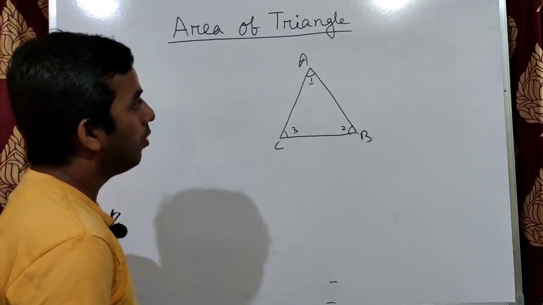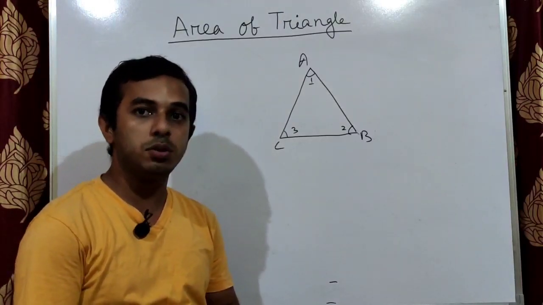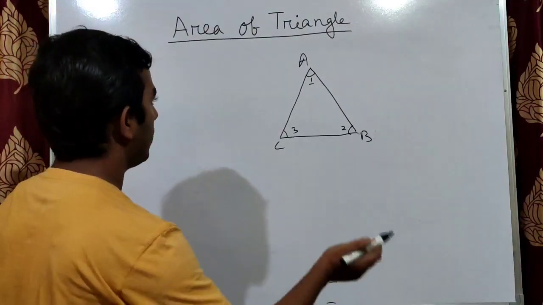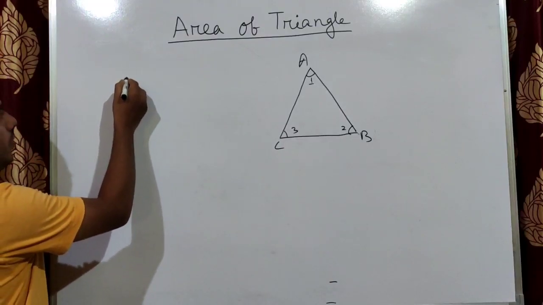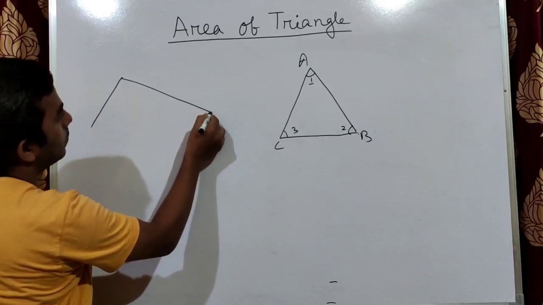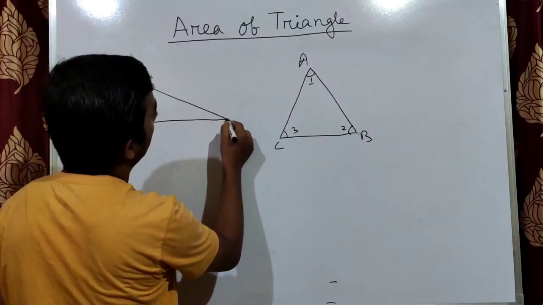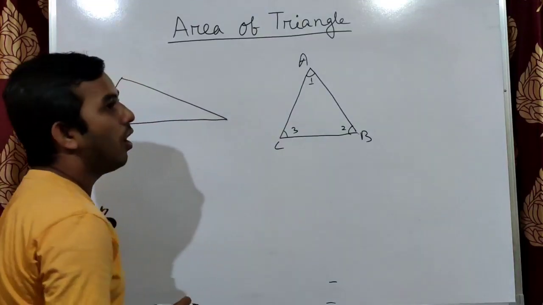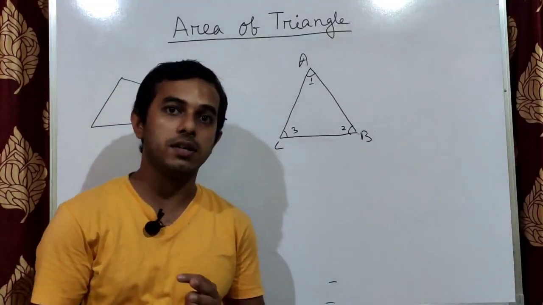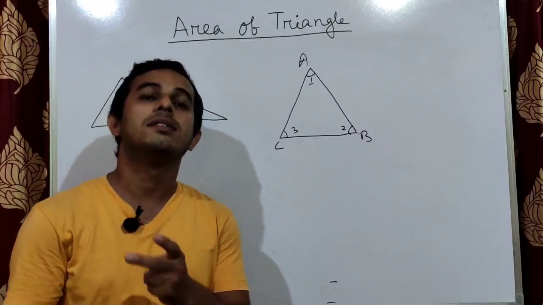Now we will learn what the median of a triangle is and what the altitude of a triangle is. Clear? For that, let us draw another triangle. Suppose this is also another triangle, right? Before that, let us know how many types of triangles there are. There are three types of triangle. First is the equilateral triangle, then the isosceles triangle, then the scalene triangle.